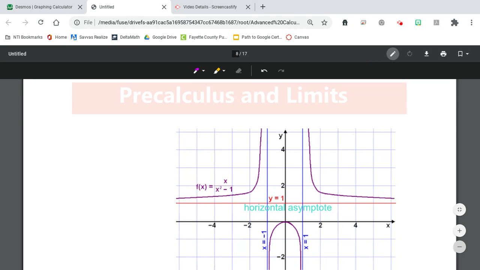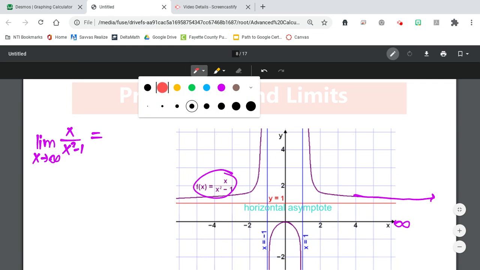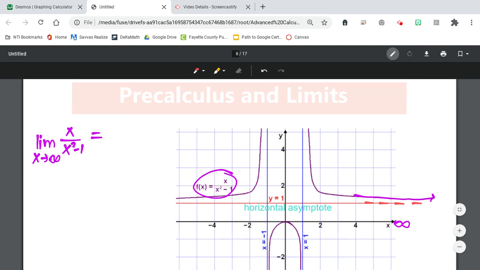You'll have a function, and then you'll be asked, what is the limit as x approaches infinity or negative infinity of, and then the function is right here. So I'm going to say x over x squared minus 1. Now, you've done this graphically, so let's go back to that. If I look on the graph, as the x values approach infinity, which are over here, the y values of the graph approach and get really close to the asymptote, this horizontal asymptote.